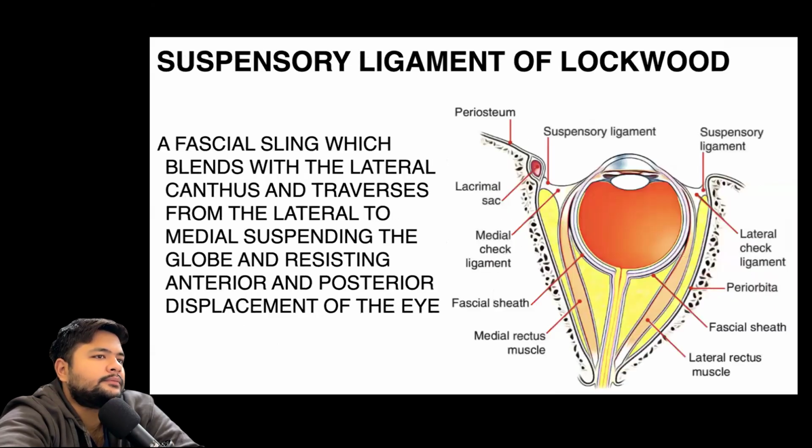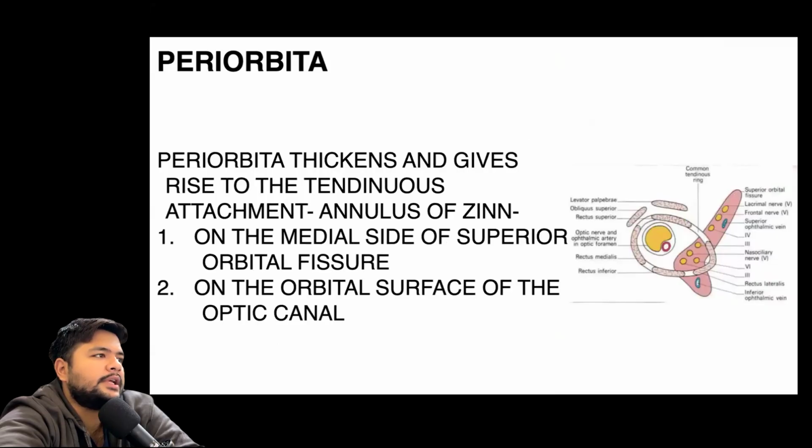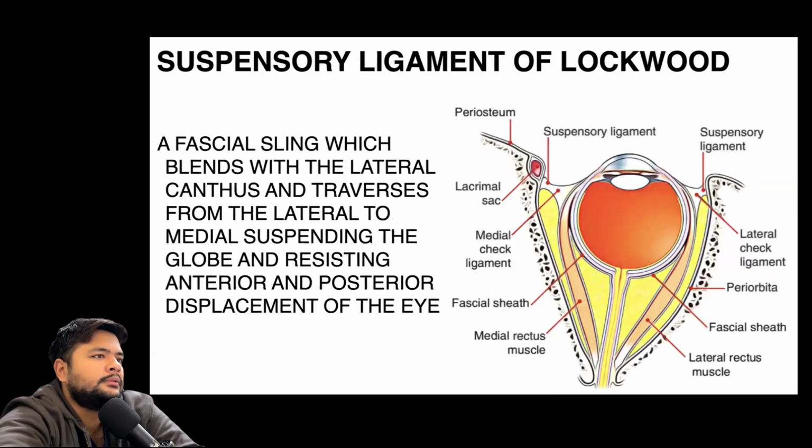Okay, you can refer to this diagram to understand the annulus of Zinn in detail. Then, coming to the suspensory ligament of Lockwood, it is a fascial sling which blends with the lateral canthus and traverses from the lateral to the medial, suspending the globe and resisting the anterior and posterior displacement of the eye.